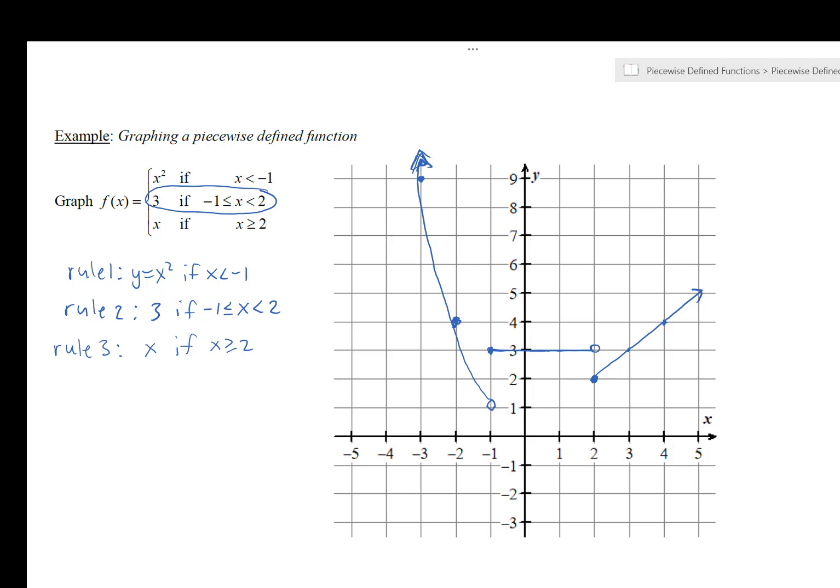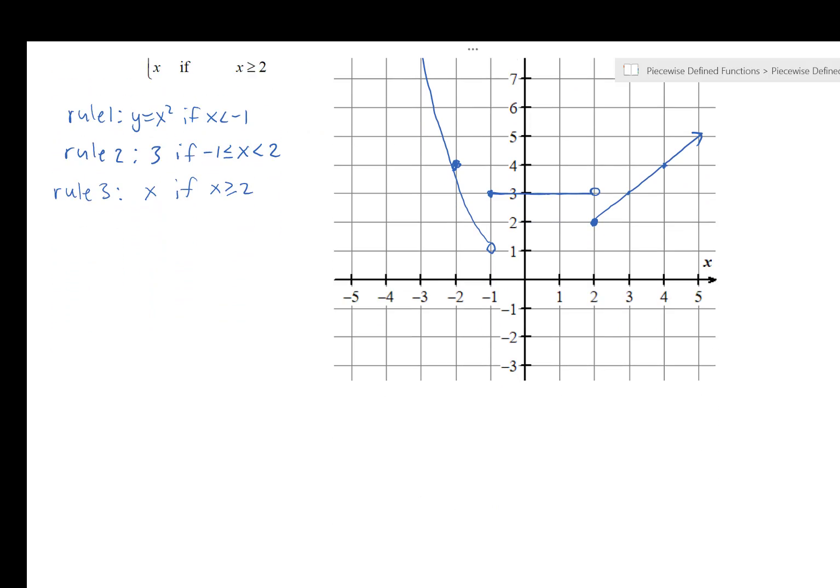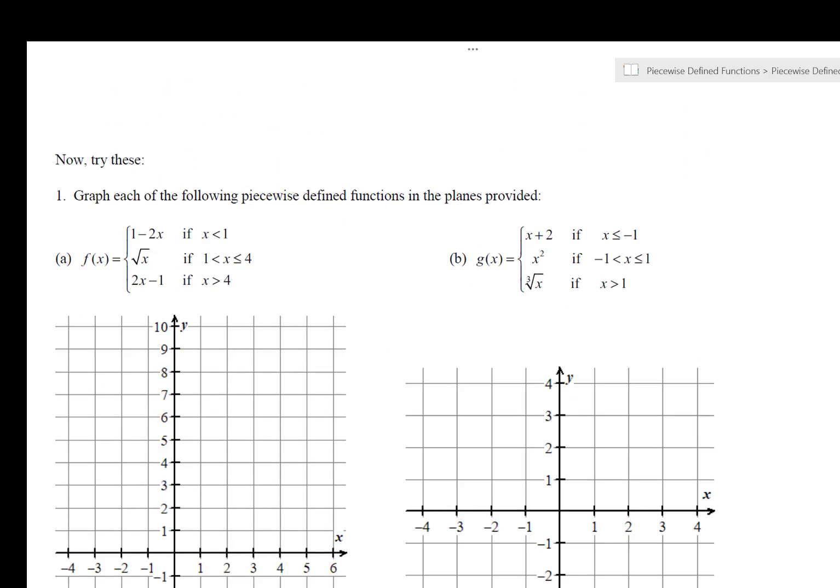You see the three rules there. You see x squared to the left of negative 1. It equals 3 for values of x between negative 1 and 2. And it equals x if x is bigger than or equal to 2. The entire graph we see there is the graph of our piecewise defined function, f of x. So this is the kind of procedure you have to go through every time you graph a piecewise defined function. Let's look at a couple more examples just to get a better idea.